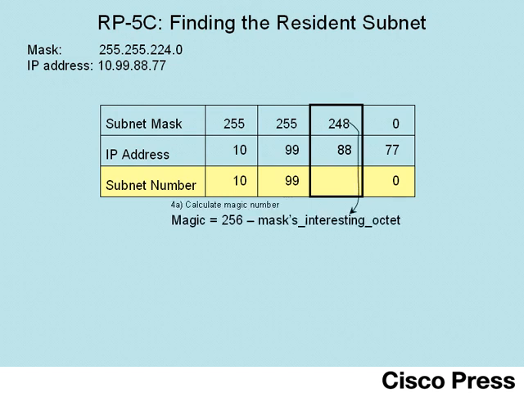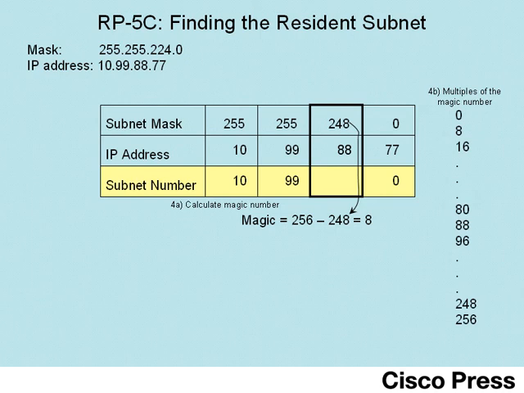The process says to first find the magic number. Now the magic number is 256 minus the mask's value in the interesting octet, which of course is 248 in this case. So the magic number is 256 minus 248, or 8. Then in step 4b, you calculate all the integer multiples of the magic number, starting with 0. And because they won't all fit on the screen, I put some of the more interesting values here.